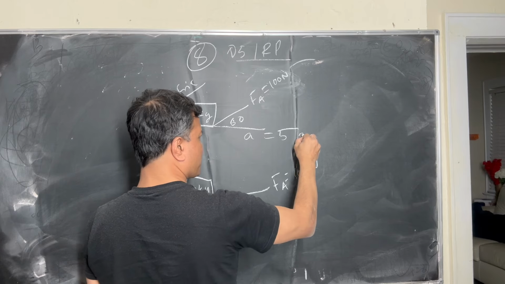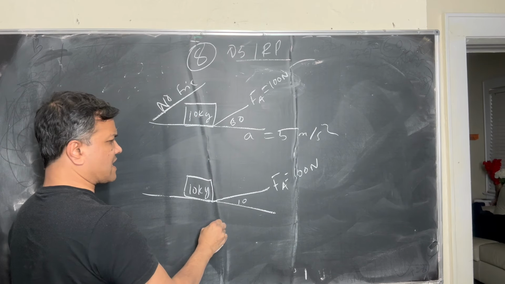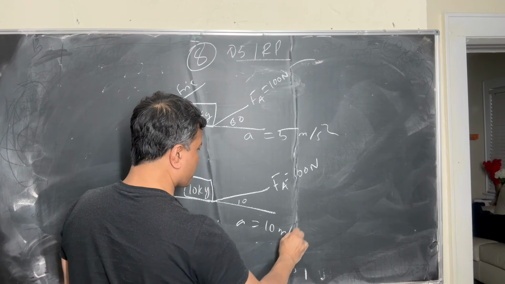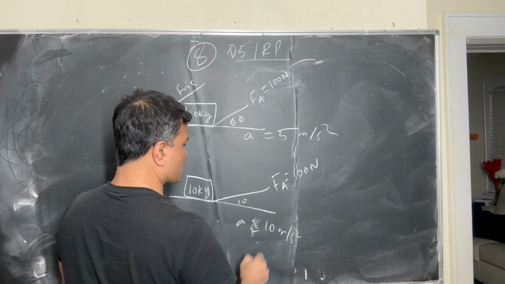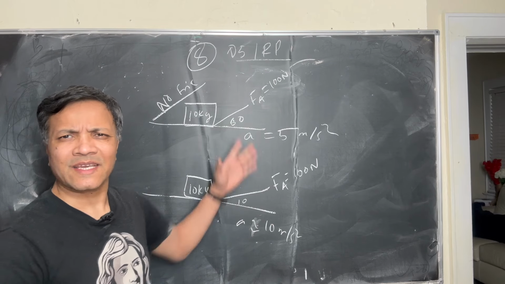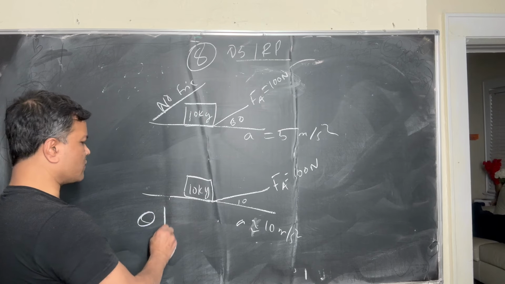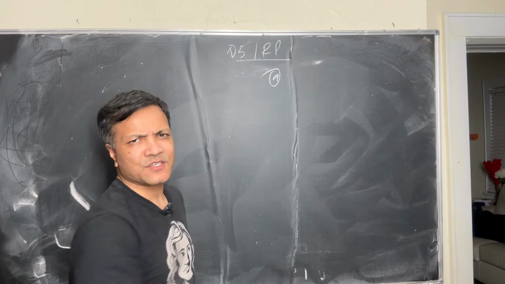Acceleration is going to be 5 meters per second squared. In this case, acceleration is going to be double, 10 meters per second squared, or approximately double, very close to 10. So what do you see? Decrease angle, acceleration increases. Angle goes down, acceleration goes up. Takes us to problem number 9.